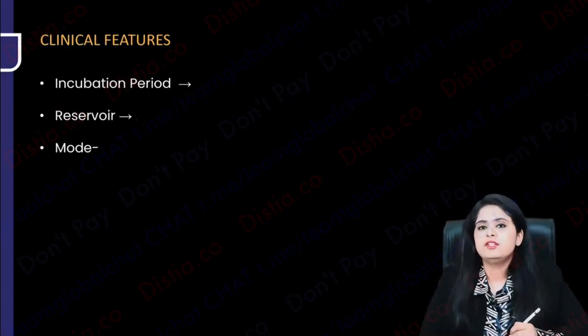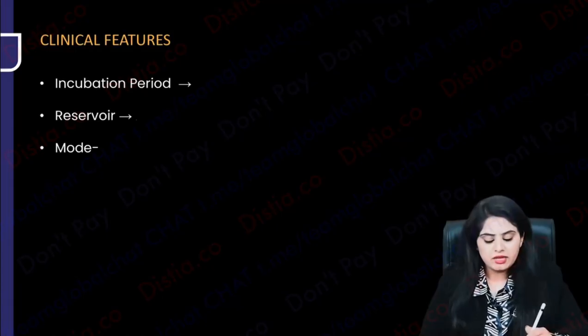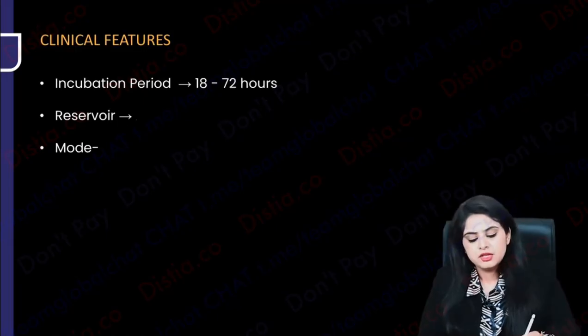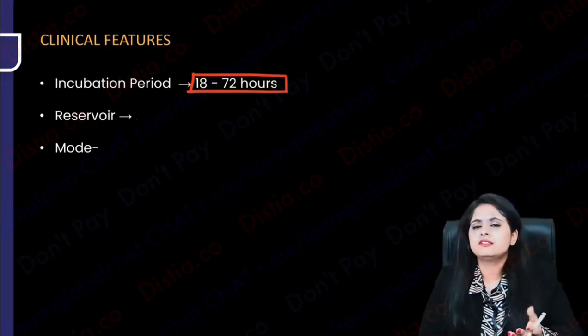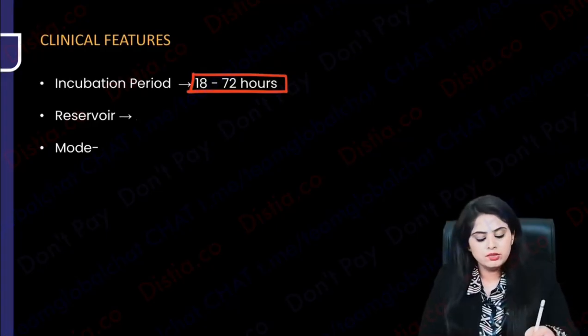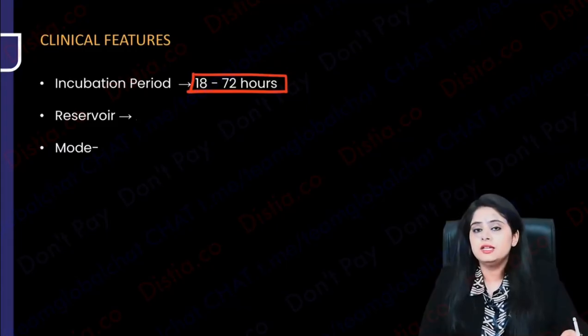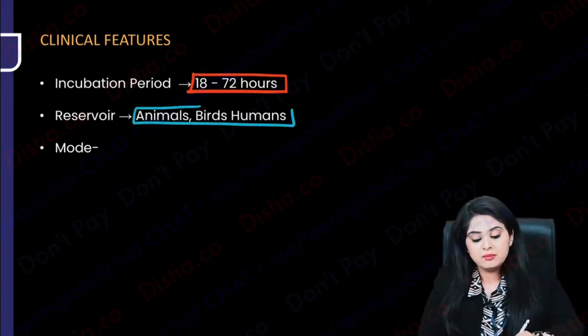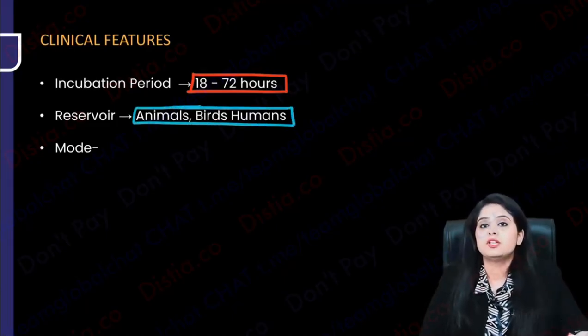So what are the clinical features? Incubation period, just think of something like an influenza. It's going to have a 1.5 day to 3 days incubation period, isn't it? So I can say it is going to be 18 to 72 hours, 2-3 days maximum. That is the incubation period. Who is the reservoir? Humans of course, but animals, birds, all of these are reservoirs, and that is the problem, that this virus is taking so many mutations. Whenever animals are involved, it's a major concern.